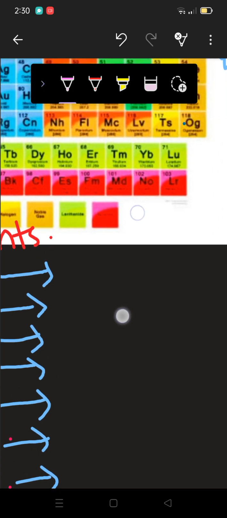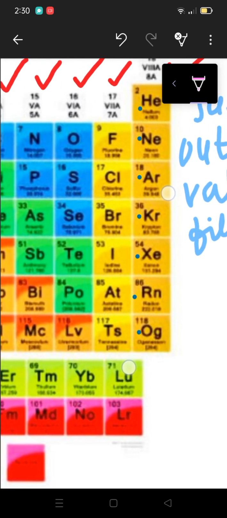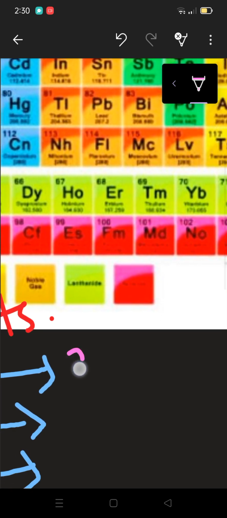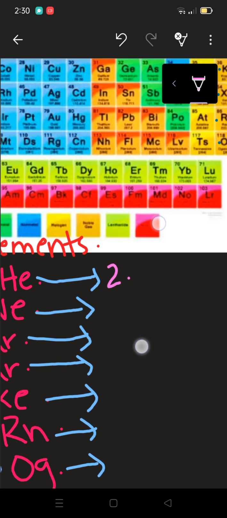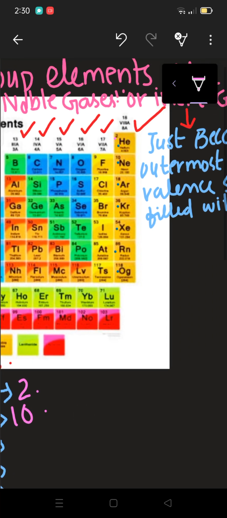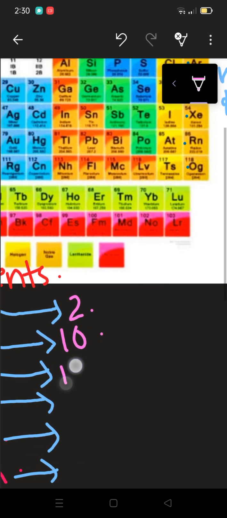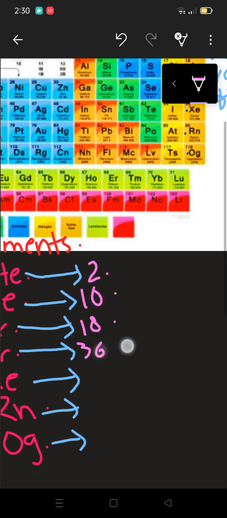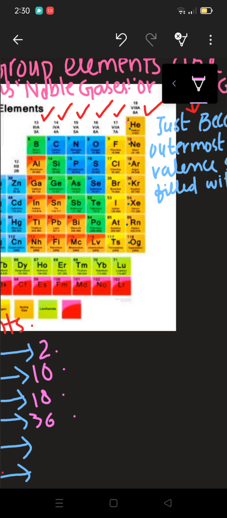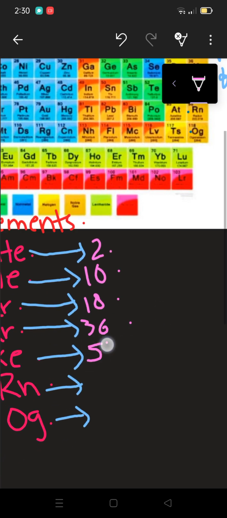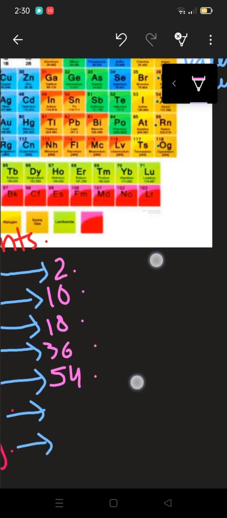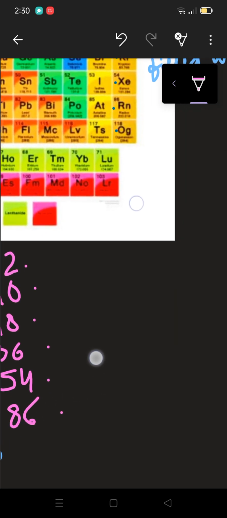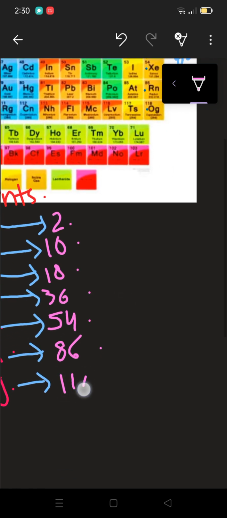Alright. So let's talk about the atomic numbers. As you can see here, the atomic number of helium is 2. Then the atomic number of neon is 10. Then the atomic number of argon is 18. Then krypton has an atomic number of 36. Then we have xenon, which has an atomic number of 54. Then we have radon, which has an atomic number of 86. And oganesson, which has an atomic number of 118.